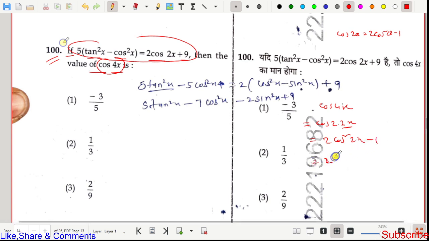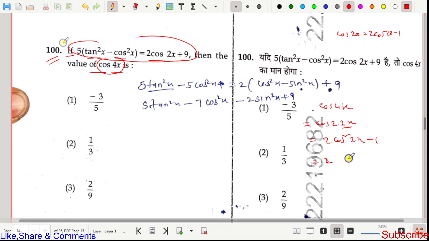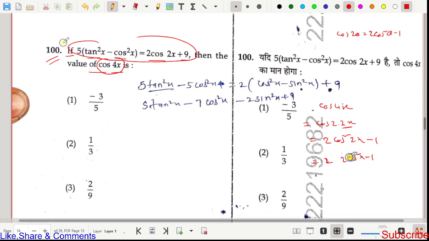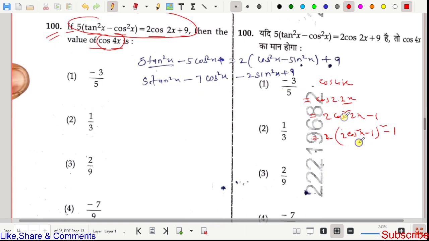So again we can apply the cos 2x formula here. So the cos 2x formula is 2 cos square x minus 1. This is the cos 2x, and again the whole square is there, that means the whole square minus 1. So what we need to find is just the value of cos square x. So from this given equation we will try to solve for the value of cos square x. So we have to convert all the terms to cos square x.